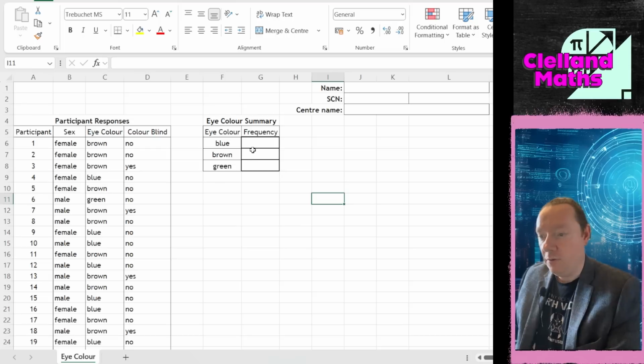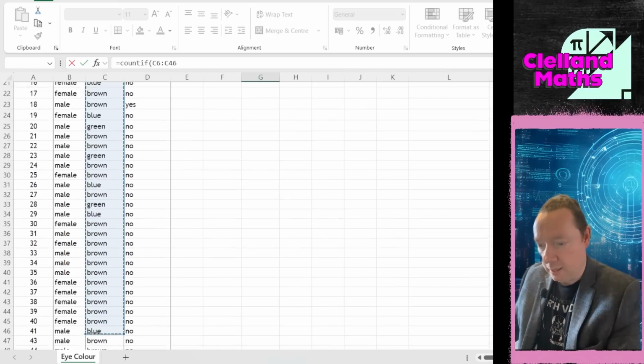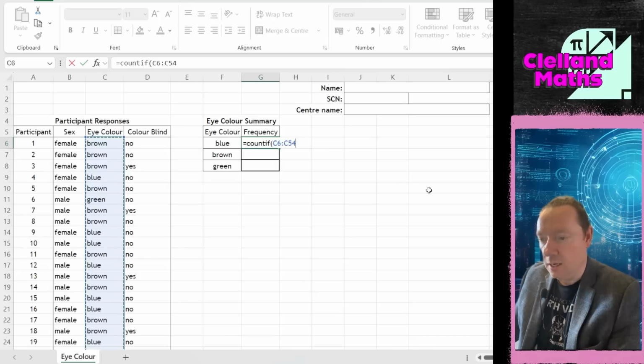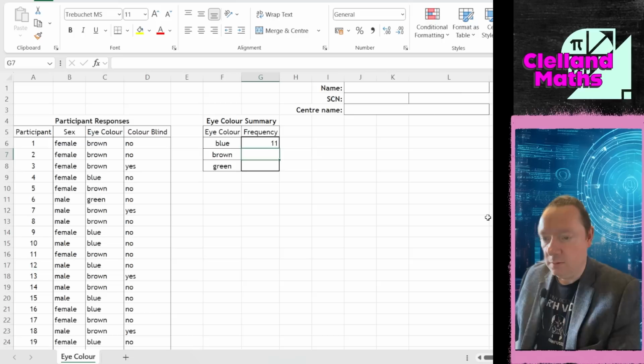So how do we use the COUNTIF function? Well, we just type in here equals COUNTIF. Open a bracket. We want a range of data, so we highlight our data, or type it in manually if you feel you must. And then our criteria. Now you can't just type in blue here, you need it in inverted commas, "blue", because it's a word. Close your bracket, press enter, and you get 11.